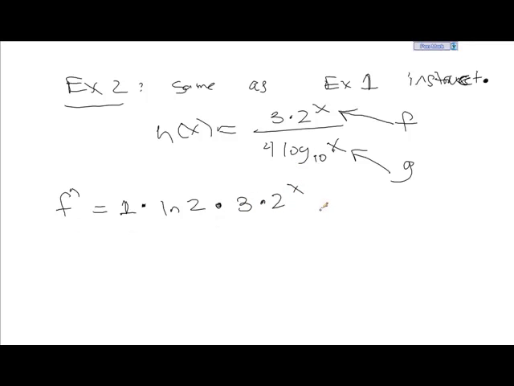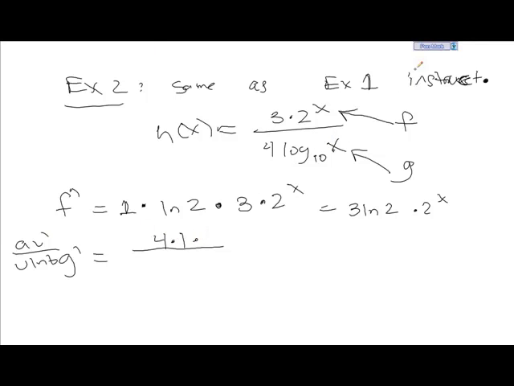I can make that a little more crisp if I want. I can call that 3 ln 2 times 2 to the x. And g prime is going to be the derivative of a log function, which the derivative of log is, recall, that's going to be a u prime over u ln b. So my a is my coefficient, that's 4. U prime is the derivative of this guy here, derivative of x is 1.